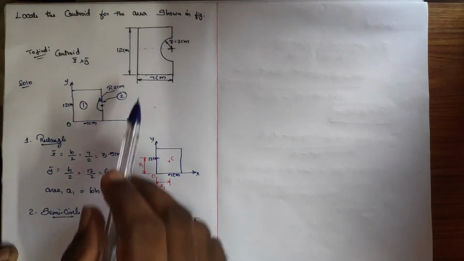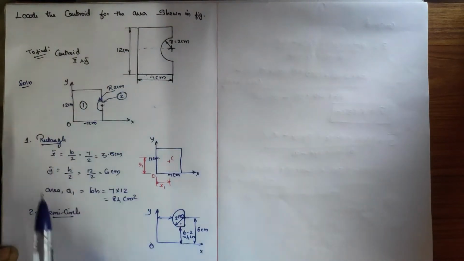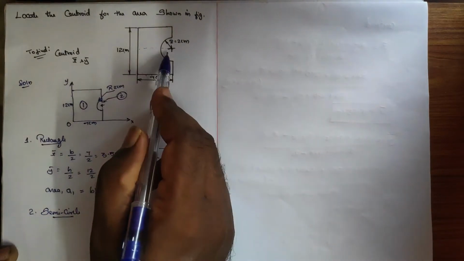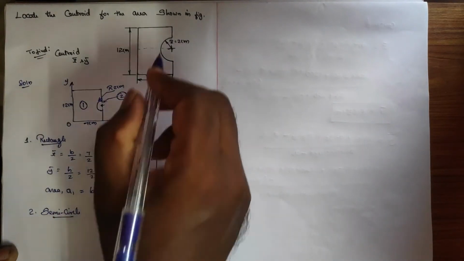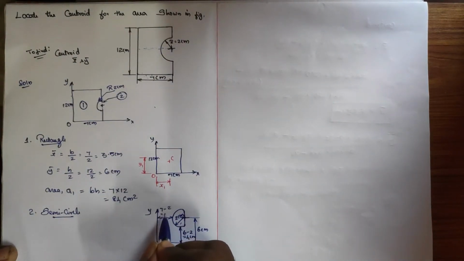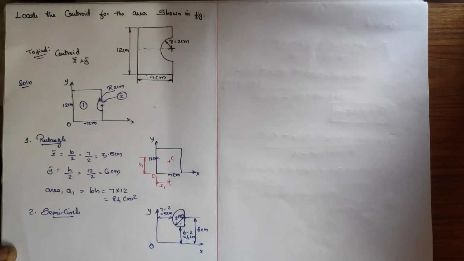What about the distance from OY? How much would it be? The entire length is 7 centimeter. So if I subtract the radius from 7, I will get this particular distance. 7 minus 2, I will get 5 centimeter. Okay, have you got it? This gap is 5 centimeter, and this is 4 centimeter. Now x2 is the centroid from this to this particular point.